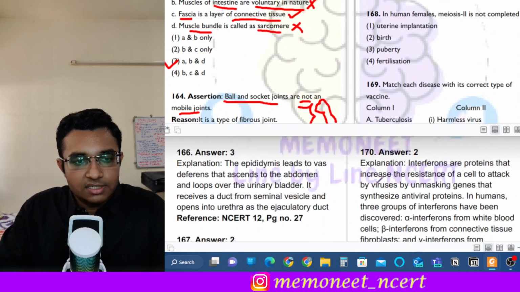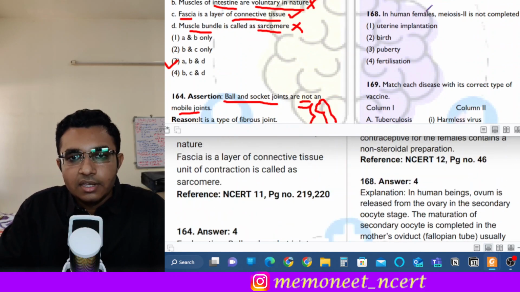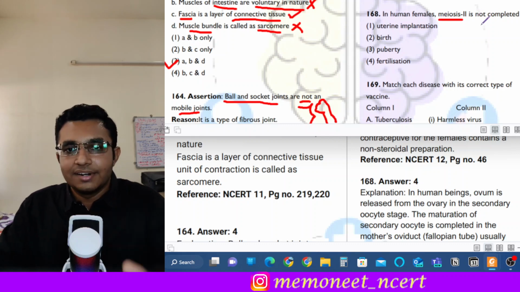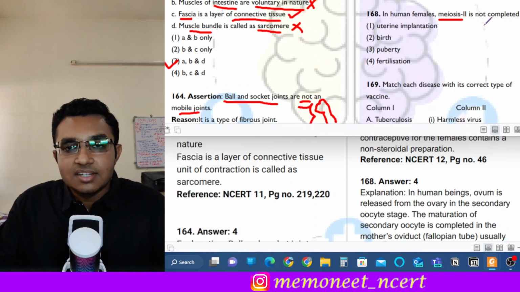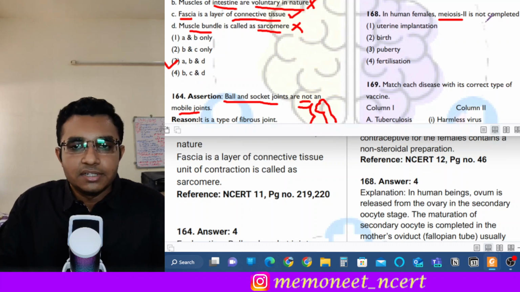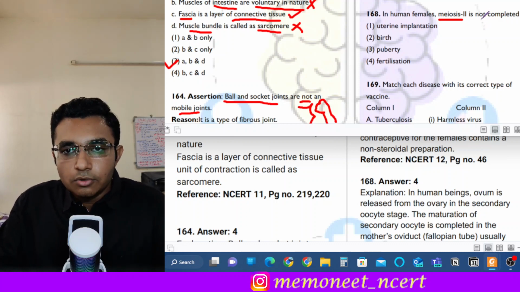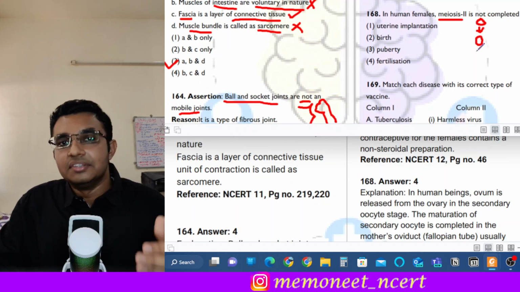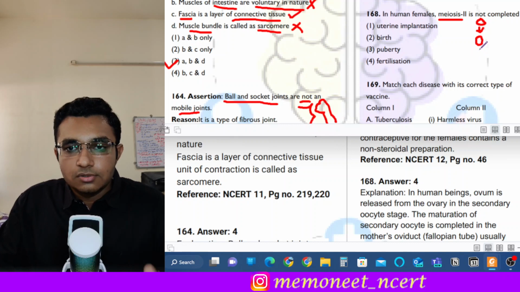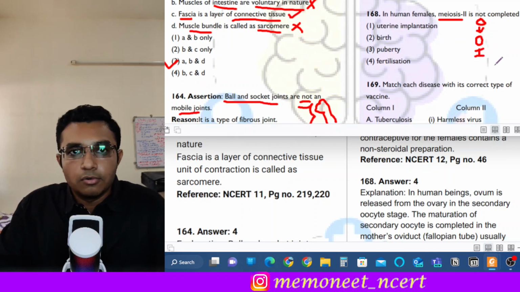Next is question 168. It states that in human females, meiosis 2 is not completed until. Now see, you must understand that inside the female, the development of the ova starts from the fetal life itself. So in the fetus, the ovary is present, and inside the ovary there is oogonia, and oogonia undergoes mitosis to form the primary oocyte. Then this primary oocyte starts undergoing meiosis 1. It is arrested at the prophase state, in the diplotene state of the prophase 1 of meiosis 1.